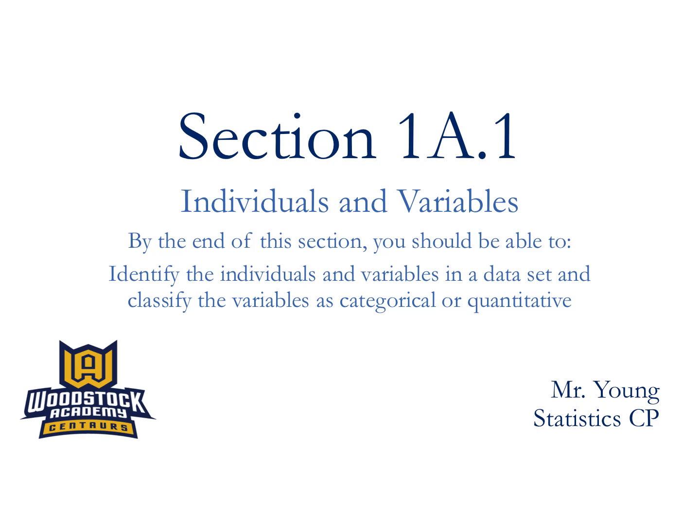Hello, everyone. This is section 1A.1, individuals and variables for CP statistics. And you'll note that our goal for the end of the session is to identify individuals and variables in a data set, and then to be able to classify variables as either categorical or quantitative. So let's talk a little bit about what that means.